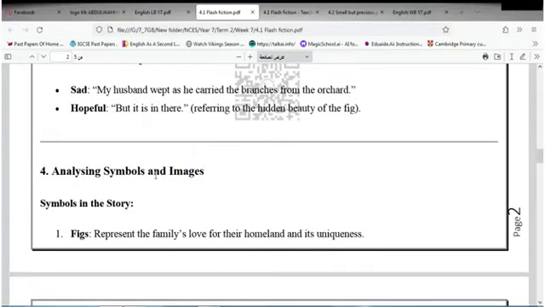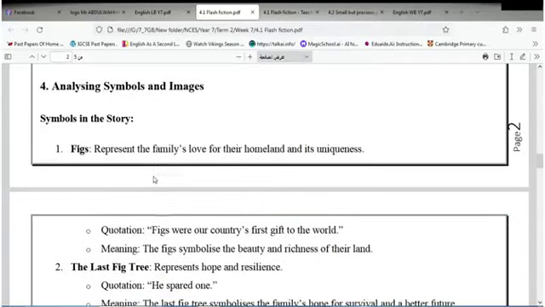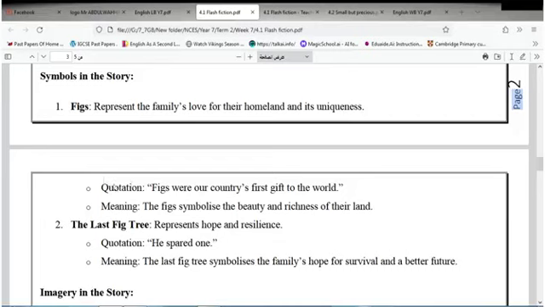As we said, the story has lots of symbols and imagery. Some symbols in the story are the fig itself that represents the family's love, okay? The family's love to the homeland and its uniqueness. Whenever you see a fig, you will remember what? The homeland. It is unique, it is special only in that land. Quotation from the text: figs were our country's first gift to the world. That's unique and special. The meaning: the figs symbolize the beauty and the richness of their land.